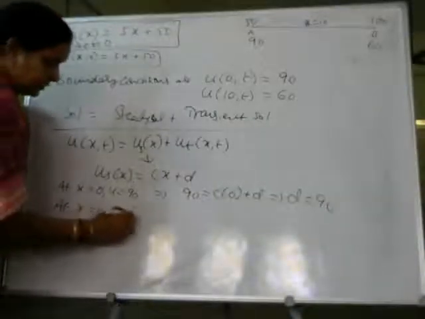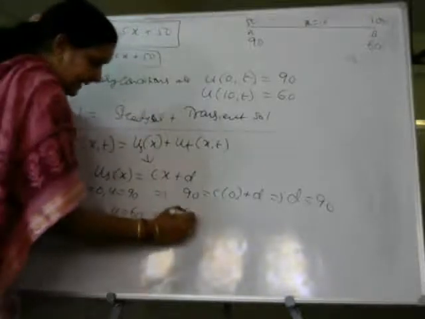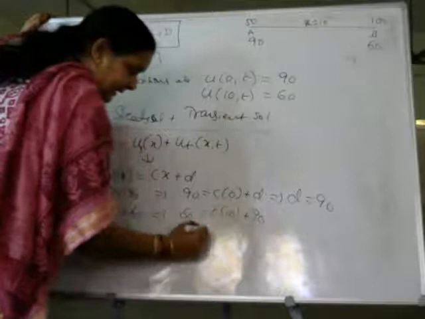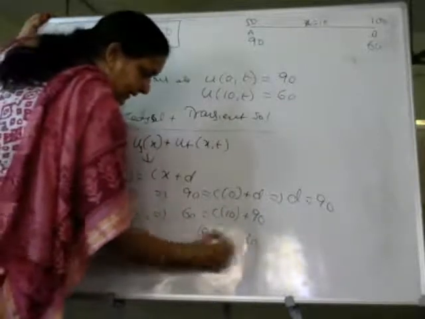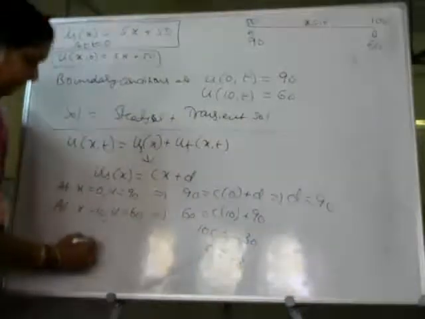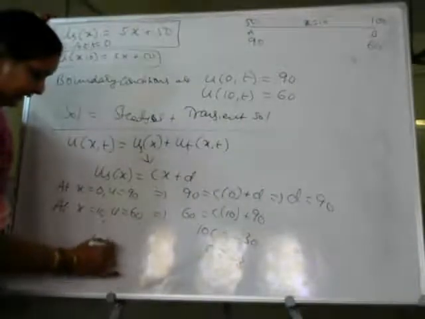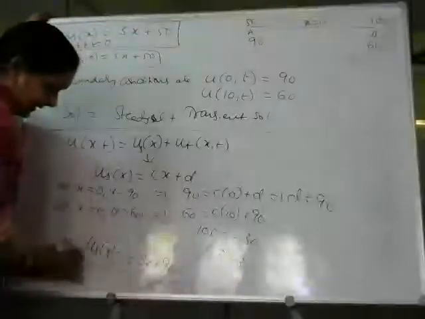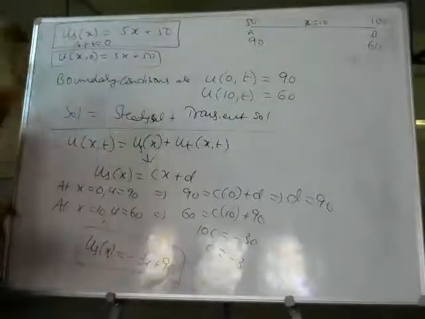At x is equal to 10, the temperature is changed to 60. Means 60 is equal to c into 10 plus 90. 10c is equal to minus 30, c is equal to minus 3. So the steady state, whatever we are writing, us is minus 3x plus 90. So this is the steady state solution what we have calculated.